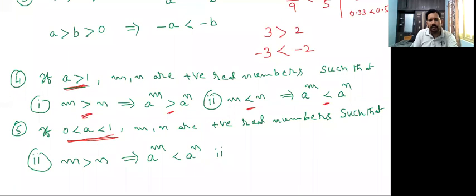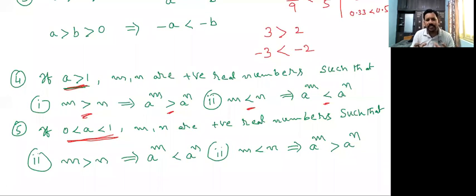Second point: if m is less than n, then what do we get? The symbol is opposite: a to the power m is greater than a to the power n. So for exponential functions, by observing the base, we can decide whether greater than, less than is going to change or not. Okay, students, do you understand?